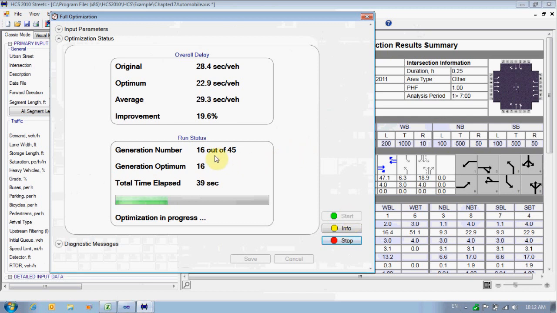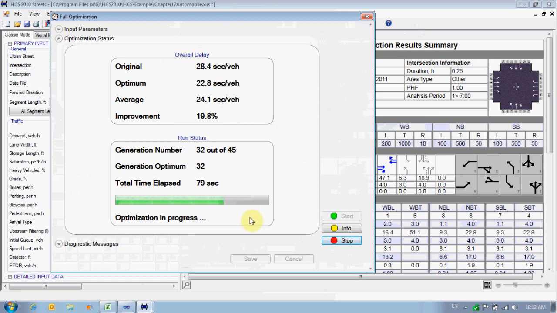Now it's about a third of the way through the number of generations, and the optimum delay solution is down below 23 seconds per vehicle after starting above 28 seconds per vehicle. That's an improvement percentage of 19.7%. Most of the optimization improvement usually happens in the initial generations, and the final generations usually involve a little bit of fine-tuning of the solution in order to reach the absolute best solution.